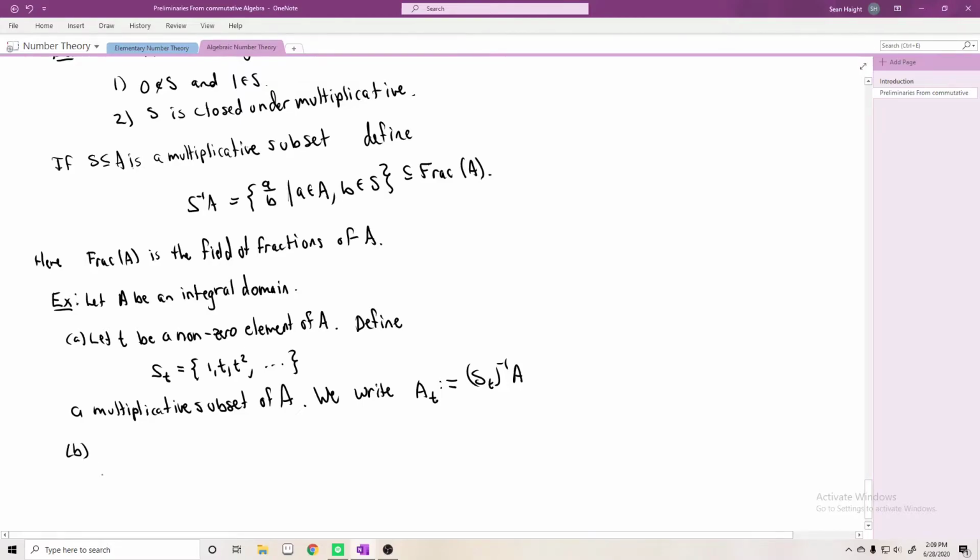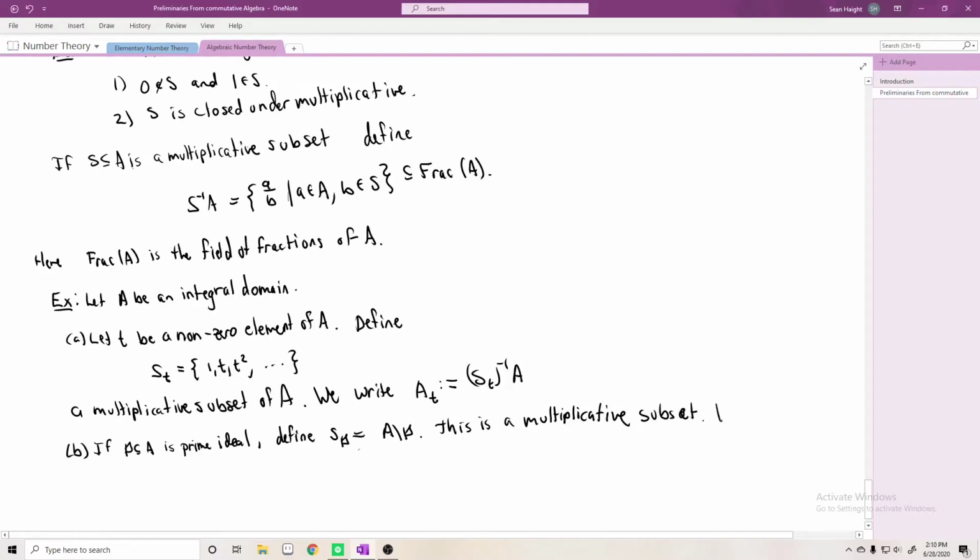For part B, another important class. If P, a subset of A, is a prime ideal, we can define S sub P to be A with the prime ideal kicked out. This is not a localization, but a multiplicative subset. Let me quickly explain why. Clearly 1 is not in P because it's a proper ideal, so it is in S sub P. 0 is in P because it's an ideal, so it's not in S sub P. And the condition that P is a prime ideal is exactly the condition that S sub P is closed under multiplication.